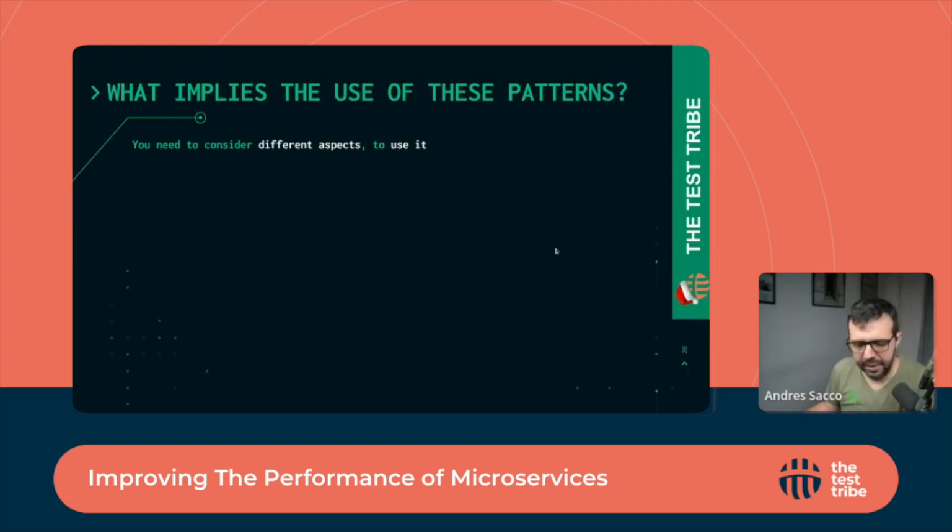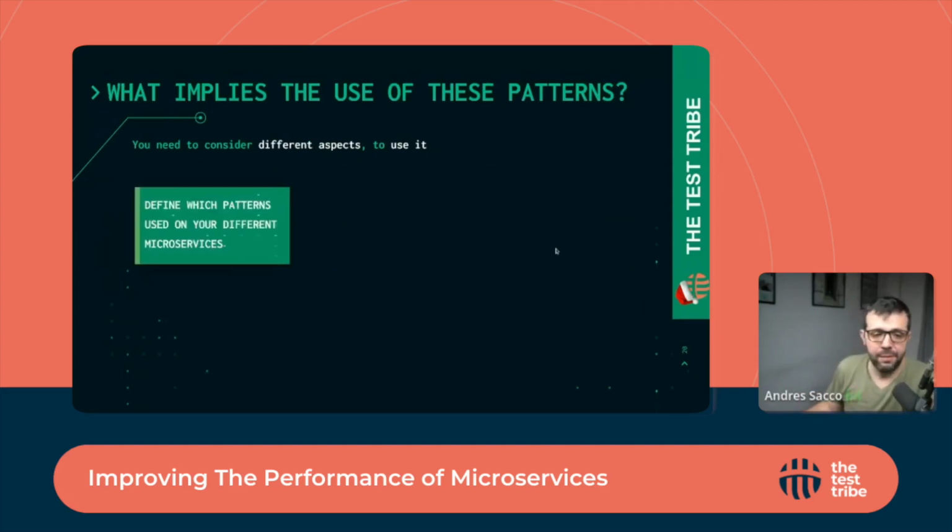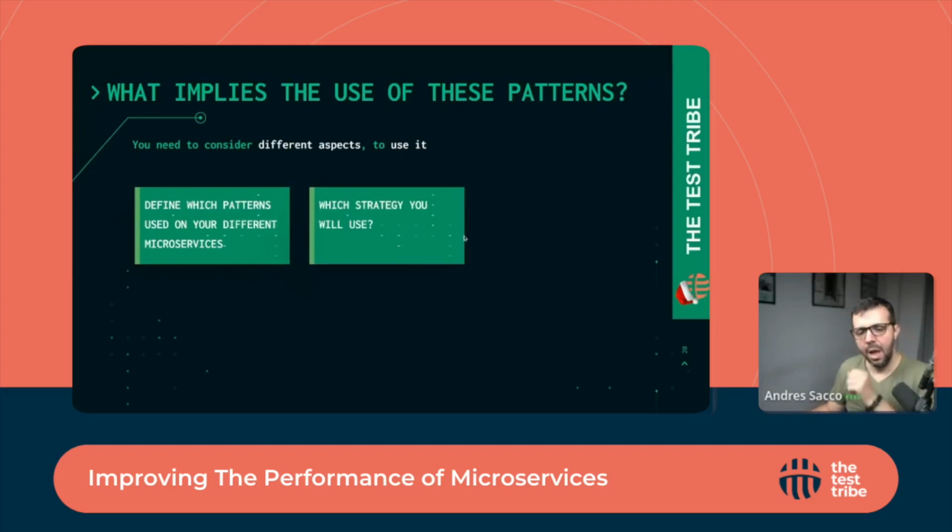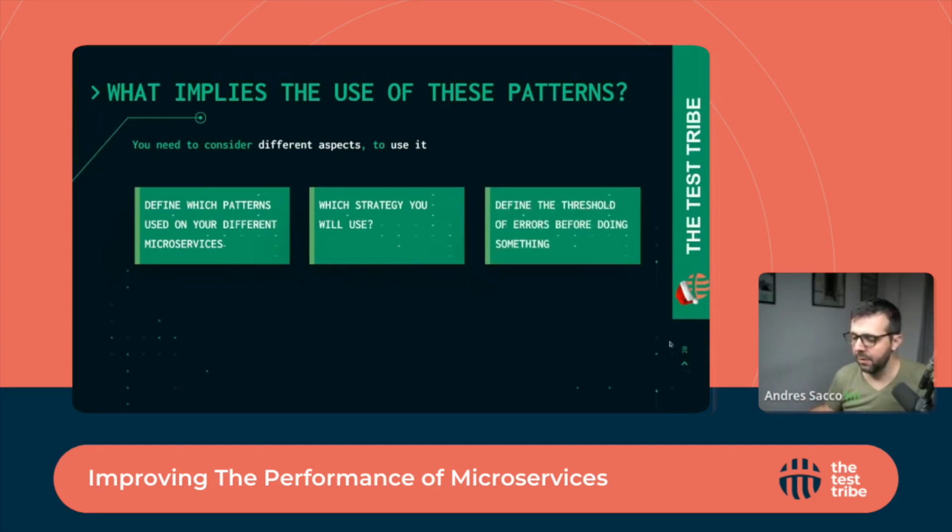What does it imply to use these patterns? First, you need to define which patterns you will use. Again, there are a lot of patterns related to resilience, like circuit breaker, fallback method, retry, and many other things. Which strategy will you use? Each microservice defines different patterns, or you have something in your infrastructure that does everything for you.